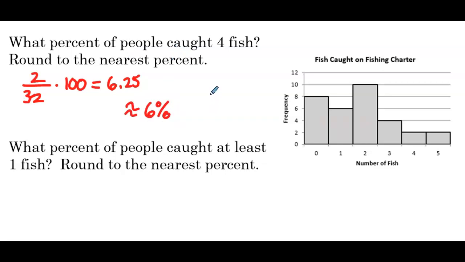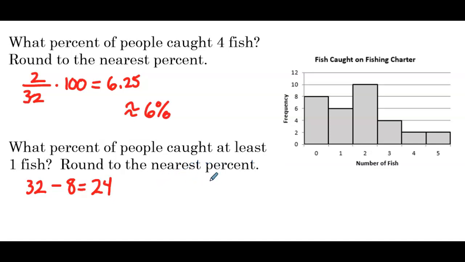What percent of people caught at least 1 fish? Round to the nearest percent. So at least 1 fish would be 1, 2, 3, 4, or 5 based on our histogram. So we could either do that directly and add up the total of each frequency, or what we could say is there were 32 people on the boat, and we could subtract off the people that caught 0 fish. So that would be 8 people. So 32 minus 8 would be 24. So we actually figured out what we didn't want, which was the 0 fish, and took that away from the total.